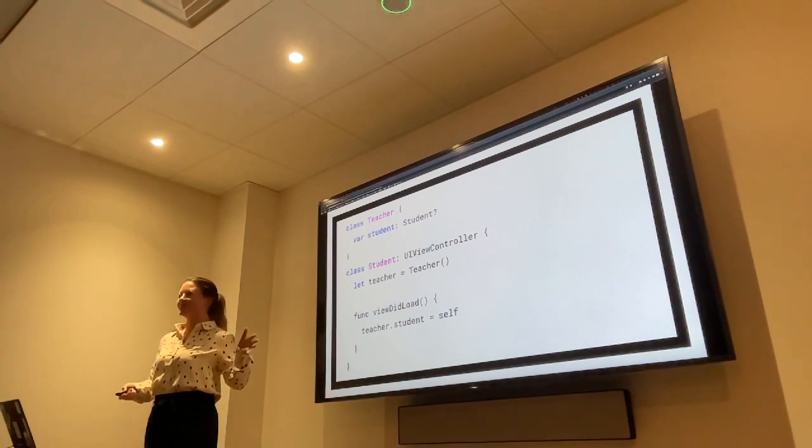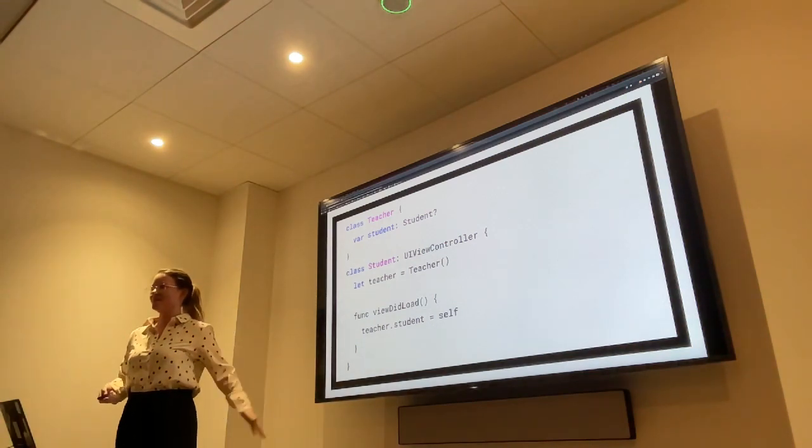First example, we have two classes. We have a teacher class and we have a student class. Does this code leak?